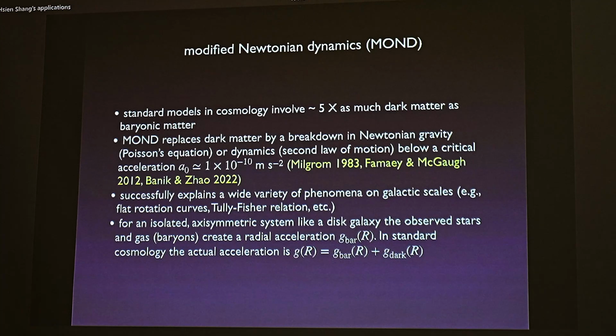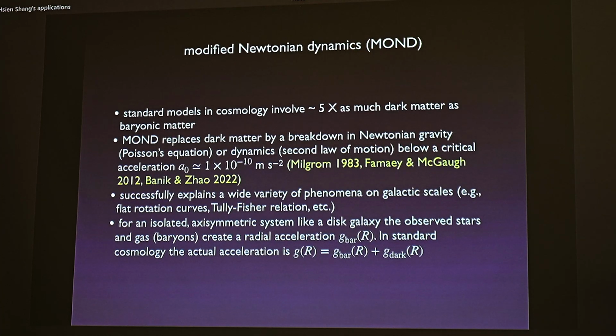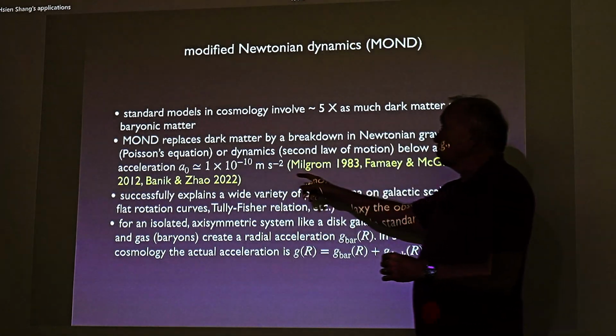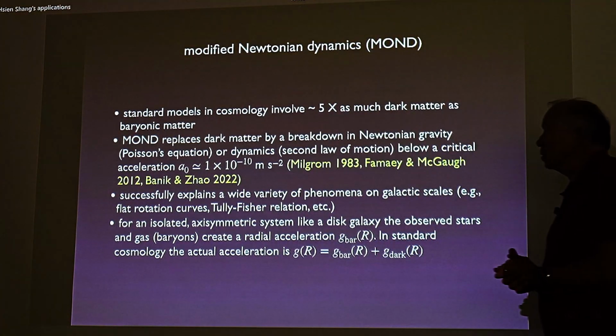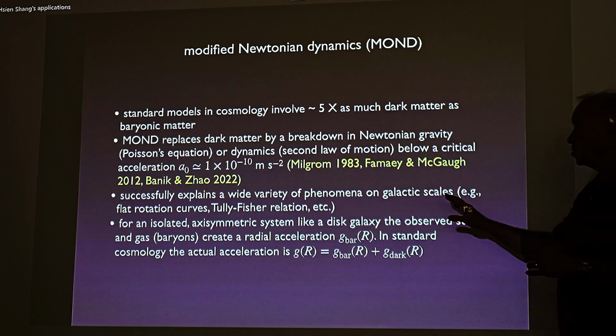The particular theory of modified gravity I want to talk about is modified Newtonian dynamics. It's an attempt to eliminate the requirement for dark matter. As everybody knows, standard models in cosmology involve about 5 times as much dark matter as baryonic matter. And MOND replaces the dark matter with a breakdown in Newtonian gravity below a critical acceleration of about 10 to the minus 10 meters per second squared. MOND successfully explains a wide variety of phenomena on galactic scales, which I'll say a little bit about.